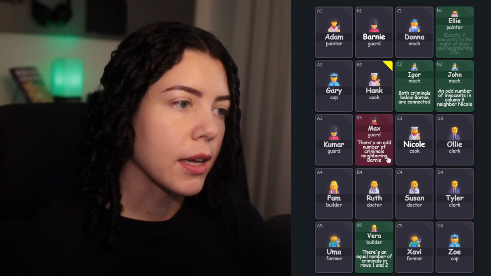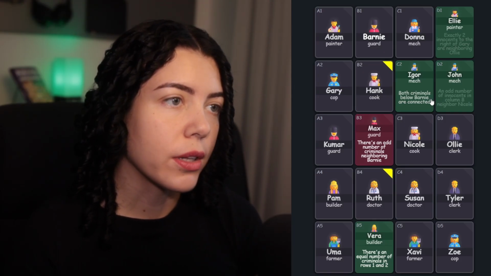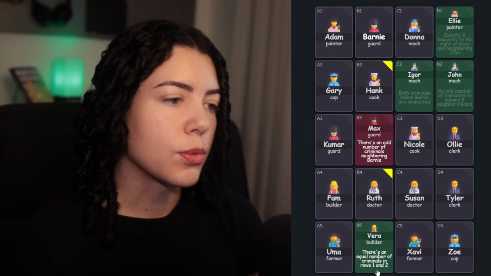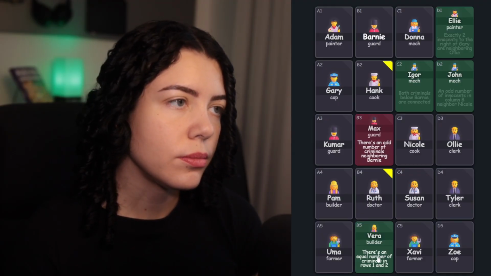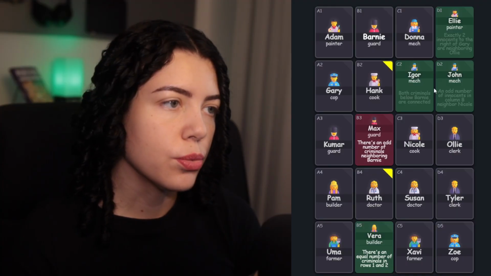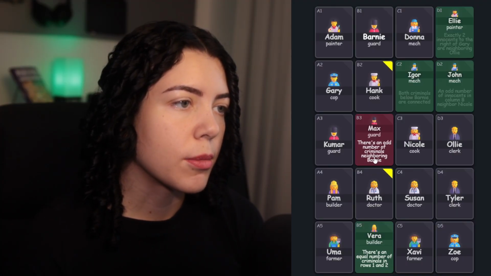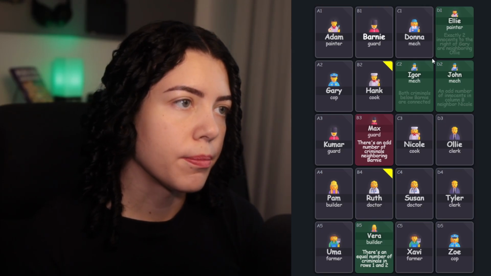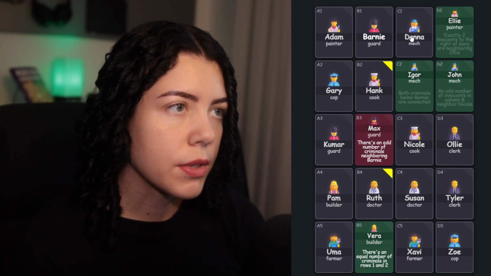Now we know that Hank and Ruth are one or the other. And Vera now says there's an equal number of criminals in rows 1 and 2. Okay, so far we don't know how many criminals are in row 2. And Max says there's an odd number of criminals neighboring Barney. Barney has 5 people neighboring him. An odd number of them have to be criminals, right?